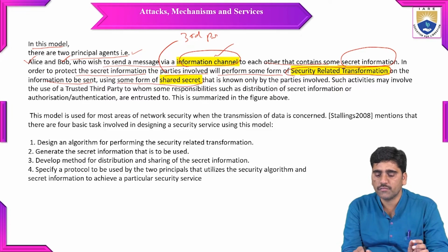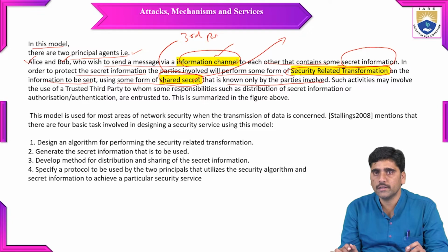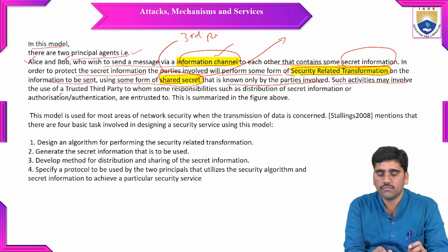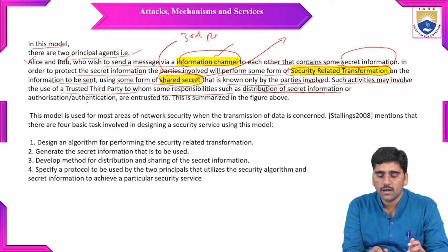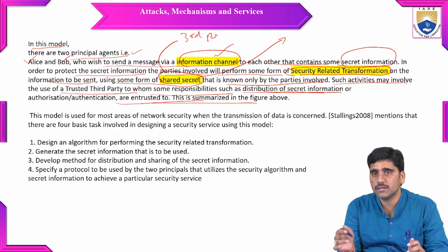They use some form of shared secret, that is what we mentioned, a shared secret that is known only by the parties involved. Such activities may involve the use of a trusted third party to whom some responsibilities, such as distribution of secret information, are given. Whoever has the responsibility of distribution will generate the secret key, or it is going to be sent to the destination side. So, sender mail and receiver mail.